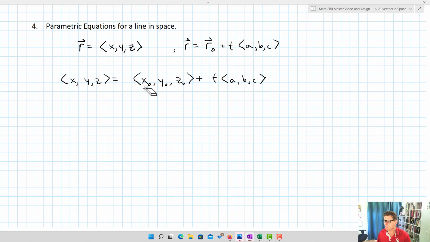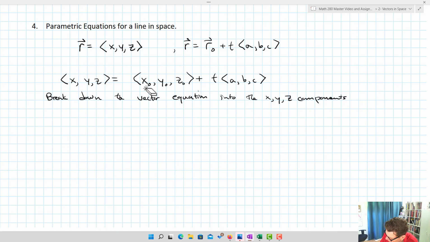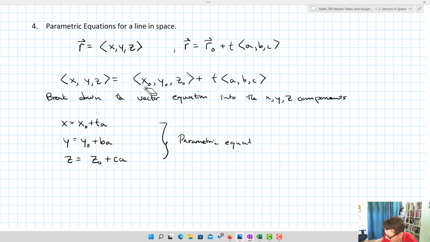Then I'm going to break down the vector equation into the x, y, and z components, and that's going to give me my parametric equations. So for example, x is going to equal x naught plus ta, y is going to equal y naught plus tb, and z is going to equal z naught plus tc. And those are our parametric equations. Let's take a look at an example of how we actually might use this.